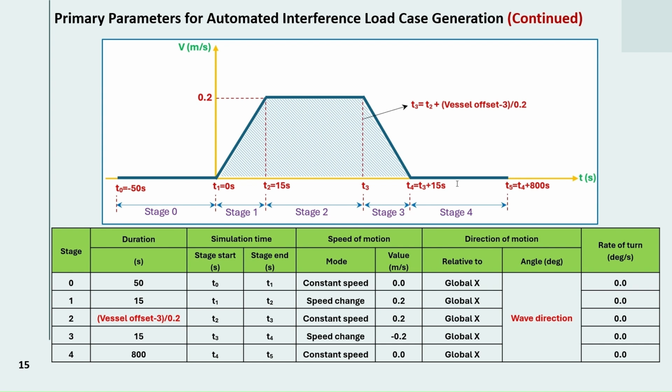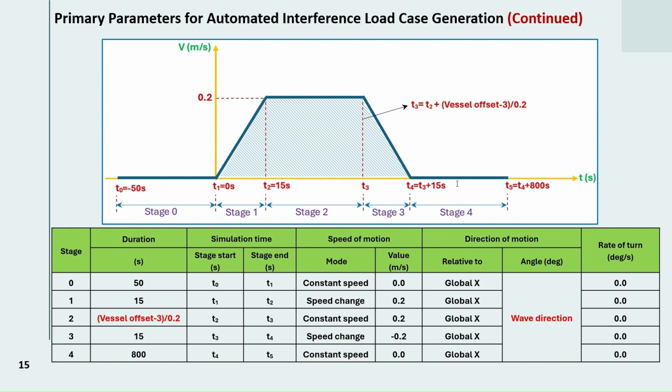The times used here are practical engineering values. The 15-second hold at the start helps the model settle before the movement begins. The 15-second ramp up and ramp down stages avoid unrealistic speed jumps and reduce transients. The constant speed stage is calculated from the required vessel offset, and the 800-second final hold gives enough time to assess clearance and clashing at the target position.